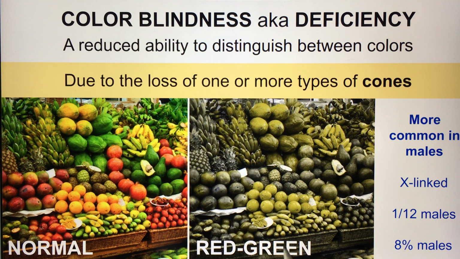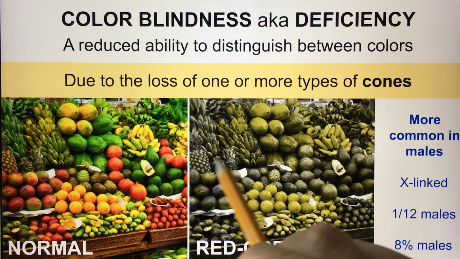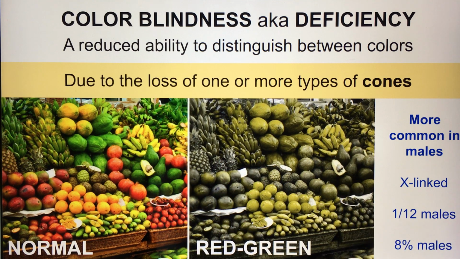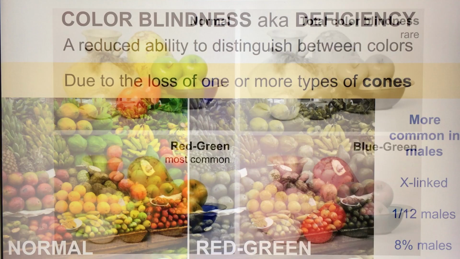And this is the most common type of color deficiency, called red-green deficiency. So this is the deficiency of the red cones in the retina, and so the red color is absent. The color deficiency is more common in men. About 8%, or 1 in every 12 males, have the color deficiency.